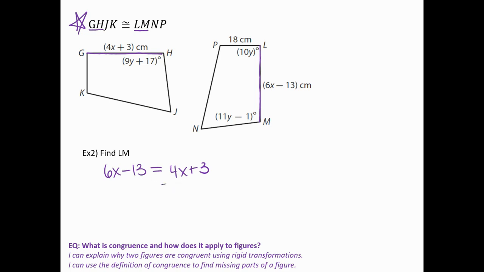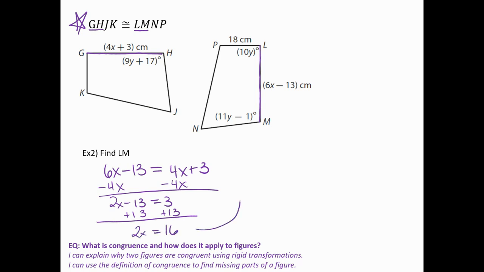I'm going to put my x's together by moving the 4x to the other side. So subtract 4x from both sides. I get 2x minus 13 equals 3. And then I'm going to add that 13 to both sides to get the x by itself. Nice inverse operations there. So I get 2x equals 16. Divide both sides by 2, and I get x equals 8.